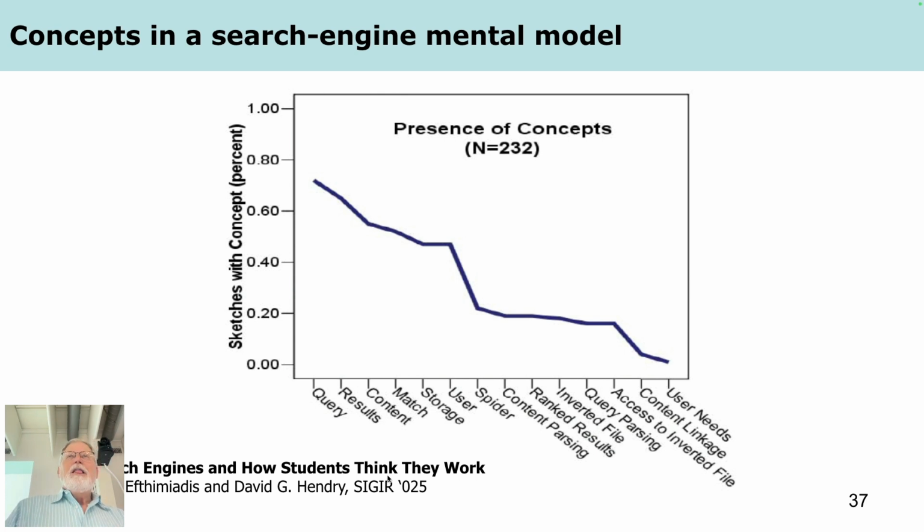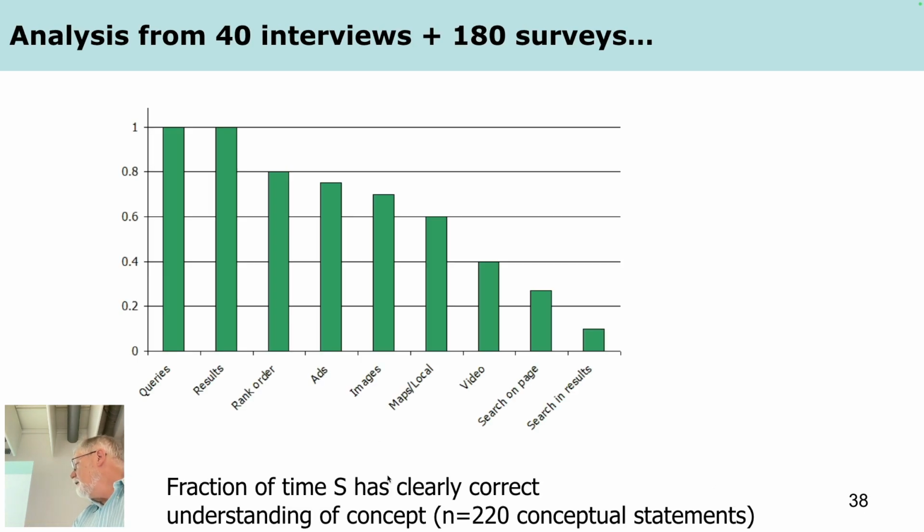Really? The number one message of Google didn't get through. And this is not a failure of marketing, it's a failure to communicate a functional mental model. So this is the number of times people have correct mental models about, say, the content, the queries, rank order, and so on. People just don't understand these things. In particular, this one always irked me.